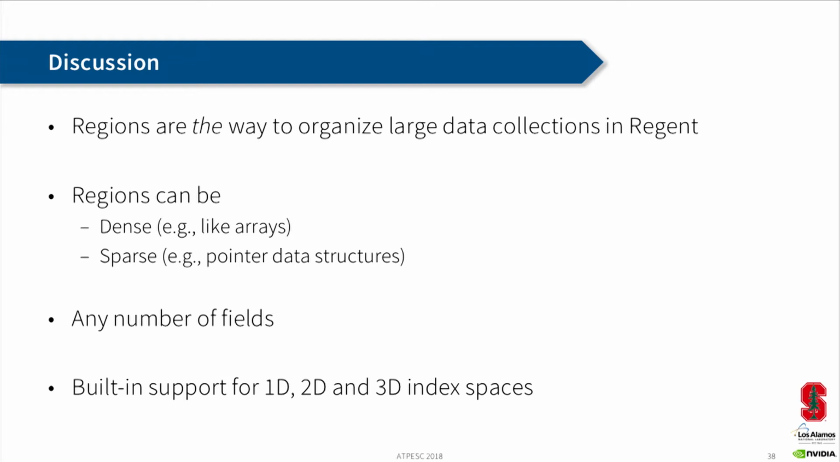I said regions are like multidimensional arrays, but actually regions can also be sparse. In your index space, you may have some non-contiguous points, which is quite unusual. In theory, you can have any number of fields in your region and any arbitrary dimension for the index space. But in the language, we only support 1D, 2D, and 3D, because those are the cases that people use most.